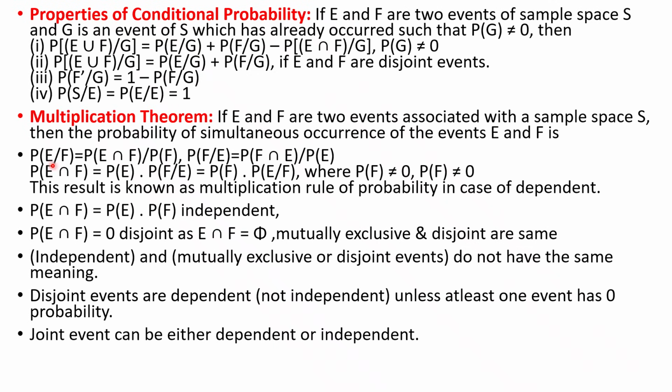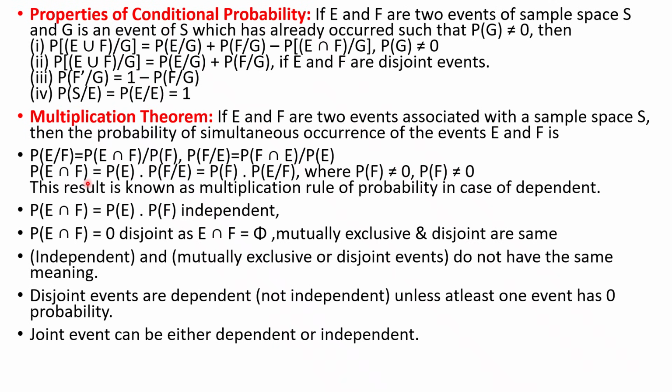Now a few more formulas are there for the multiplication theorem in probability. Let us see. If E and F are two events associated with a sample space, then the probability of simultaneous occurrence of the event E and F is like this. Probability of E over F, just now we have discussed the formula, E intersection F by P(F). Probability of F over E, F intersection E divided by P(E).